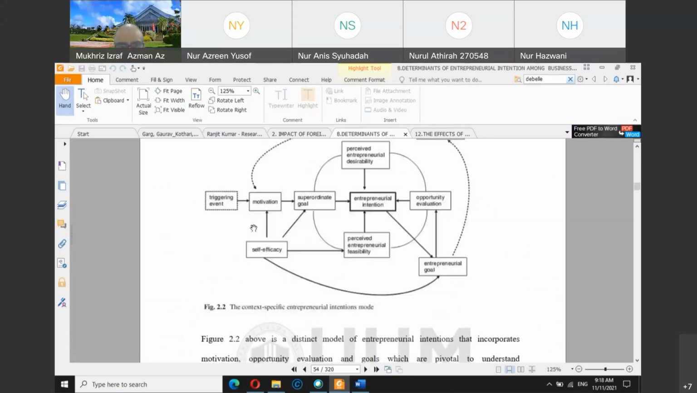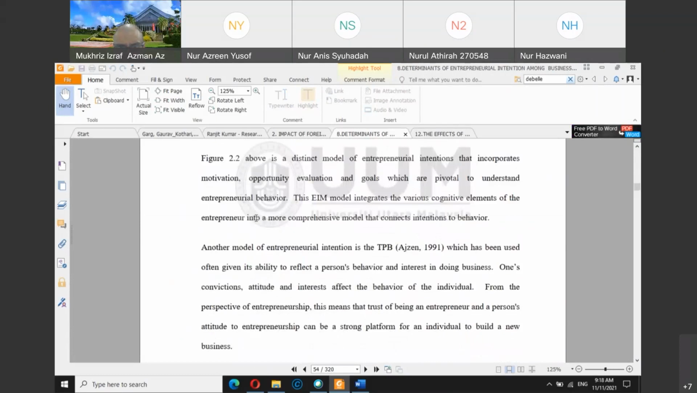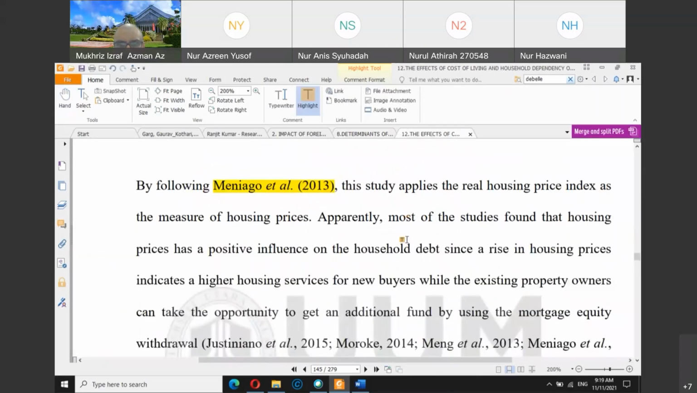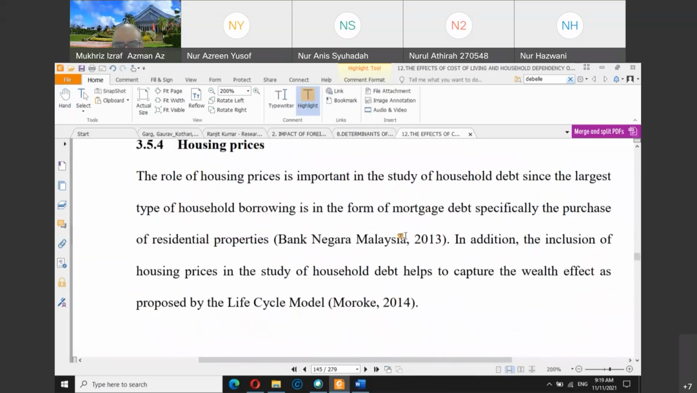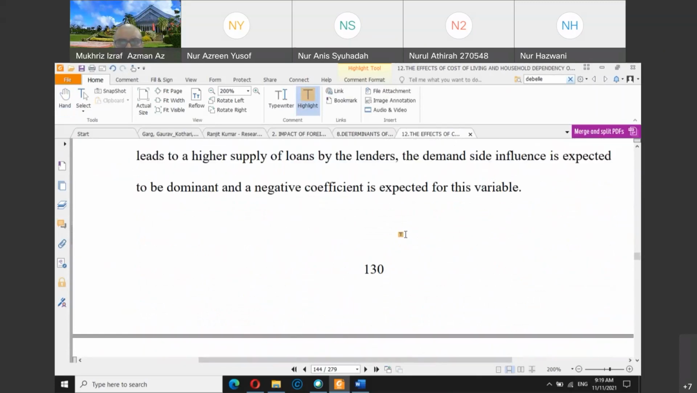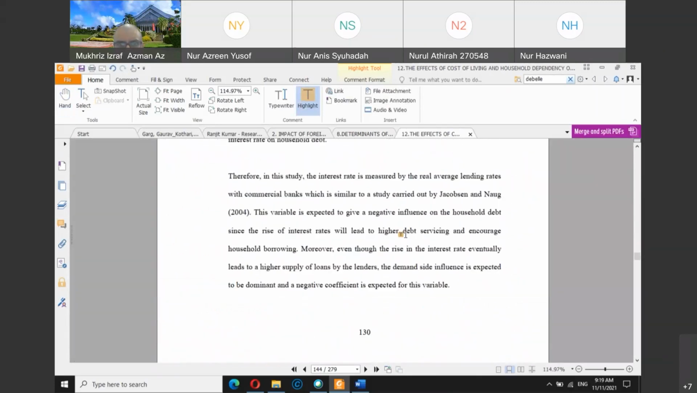Okay, so let's find another. Okay, this one. Another model of entrepreneurial intention is the TPB. So this sentence is slightly different, meaning that Ajzen, 1991. If you compare this one with, let's say, another one from earlier. Yeah, this one, right? Jacobson and Now, 2004. Similar study carried out by Jacobson and Now.